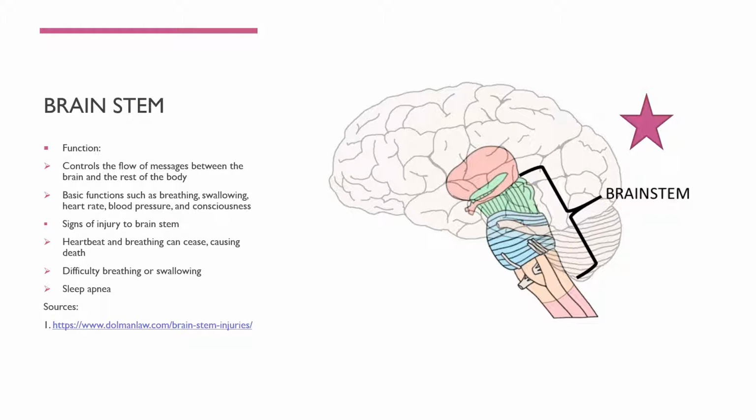So here's a diagram of the brainstem on the right, and its function is that it controls the flow of messages between the brain and the rest of the body, and it also controls basic functions such as breathing, swallowing, heart rate, blood pressure, and consciousness. Needless to say, injury to the brainstem is extremely serious. It seemed to be some of the most detrimental symptoms, and those include heartbeat and breathing can cease, causing death, difficulty breathing or swallowing, and sleep apnea.